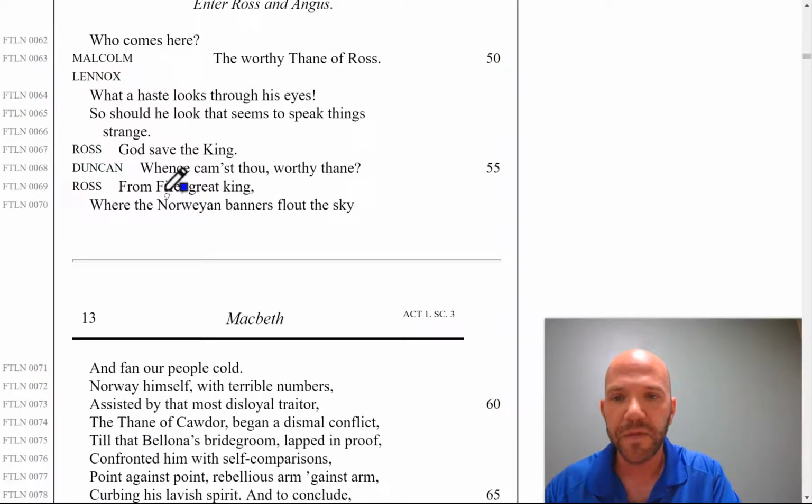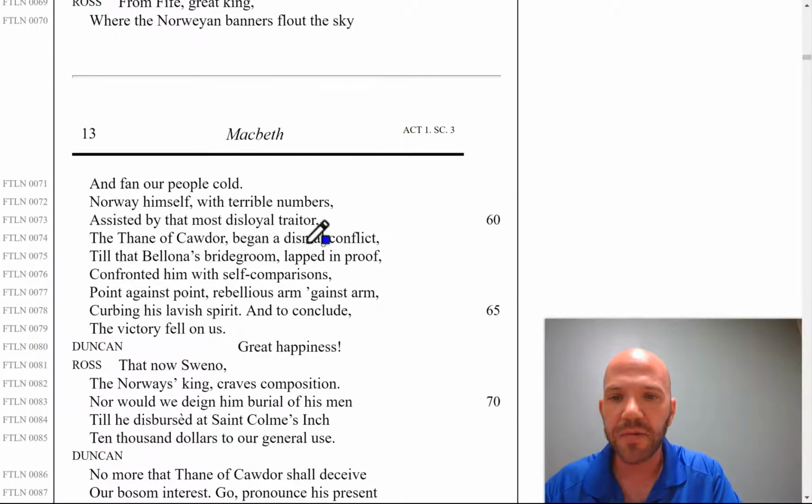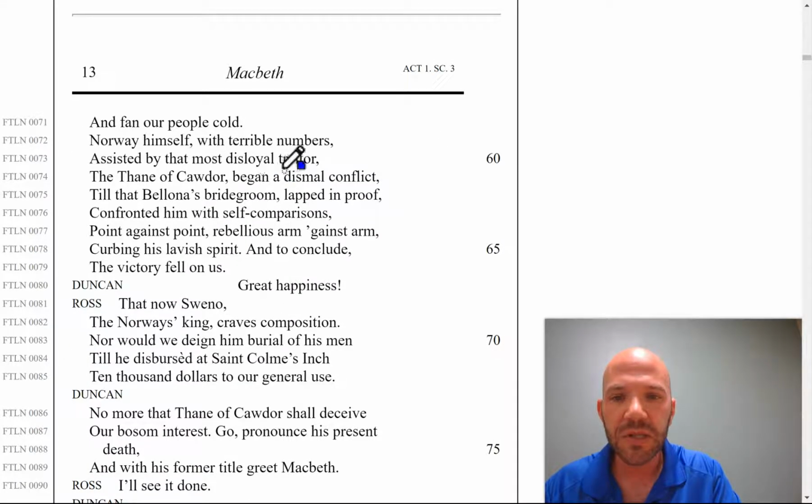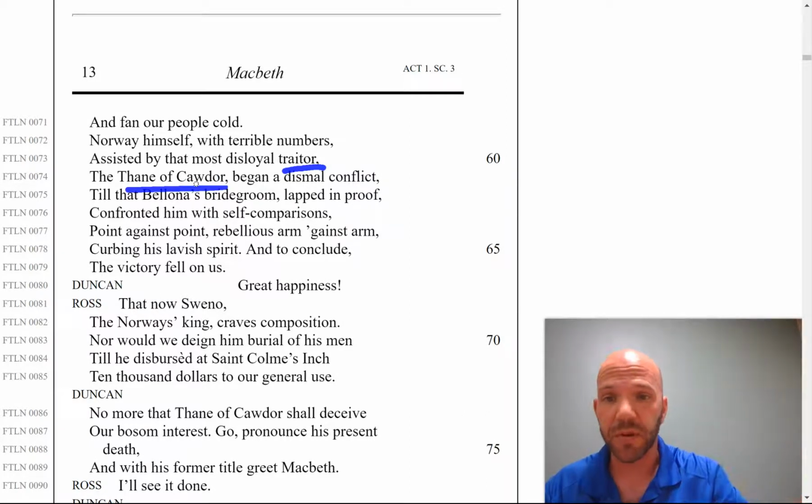Where'd you come from? Says Duncan. From Fife. That's a place where the Norwegian banners flout the sky and fan our people cold. Norway himself, with terrible numbers, assisted by that most disloyal traitor, the Thane of Cawdor. So this is somebody else. We don't get the name of him besides the Thane of Cawdor, who is a traitor now. Because if he was one of Duncan's thanes and he's helping Norway, now he's really a rebel. Okay.